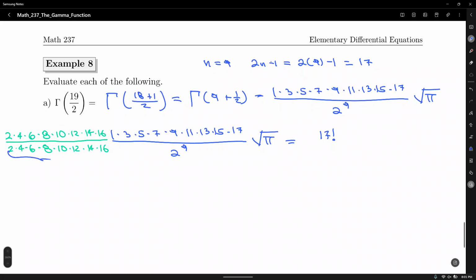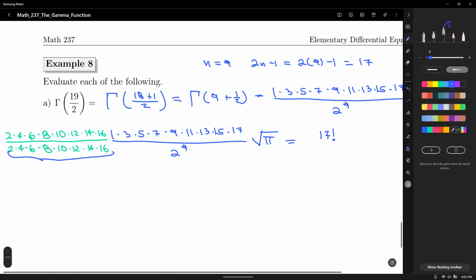Do you guys agree that it's a product of even numbers? That is, every single number in the denominator has a factor of 2. Let me write it with a different color instead. So this 2 is the same as saying 2 times 1. This 4 is the same as saying 2 times 2. This 6 is the same as 2 times 3. This 8 is 2 times 4. Then 2 times 5, 2 times 6.